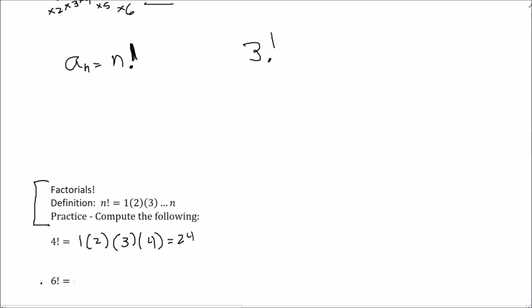What about 6 factorial? That's 1 times 2 times 3 times 4 times 5 times 6. And we saw that above. That was 720.